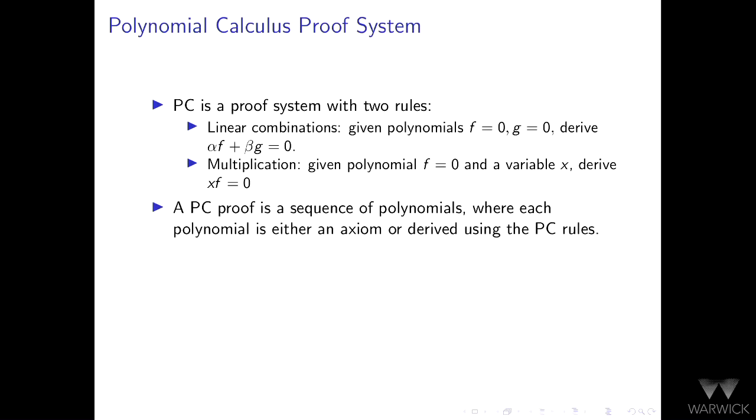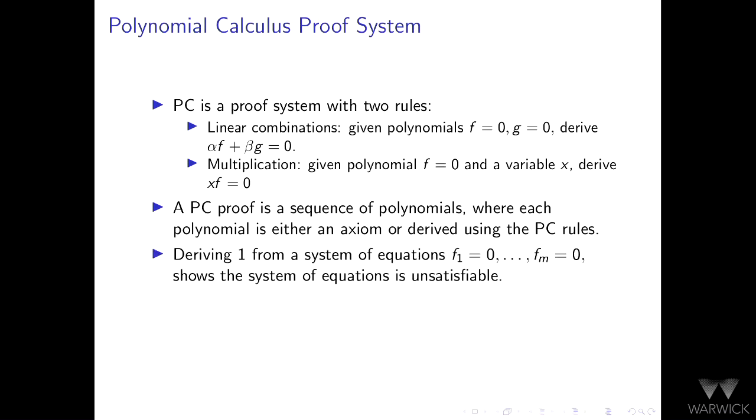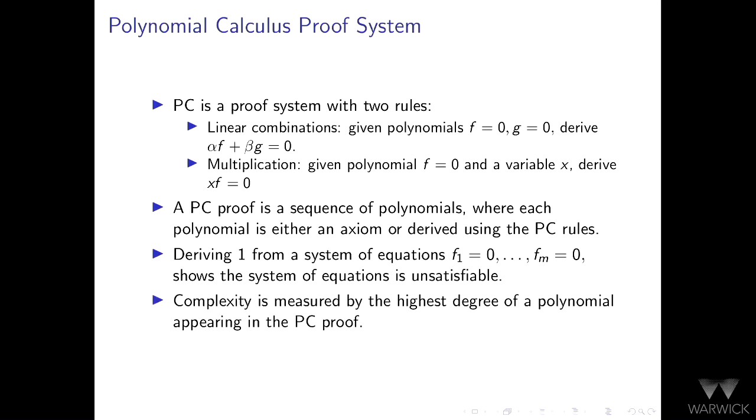And a PC proof is a sequence of polynomials where each polynomial is either an axiom or derived using one of these PC rules. And so if, starting from a system of equations f1 equals 0 up to fn equals 0, we eventually get the polynomial 1 using these rules, then this shows that the system of equations was unsatisfiable. And the complexity of a PC proof is then measured by the highest degree of a polynomial appearing in this PC proof.